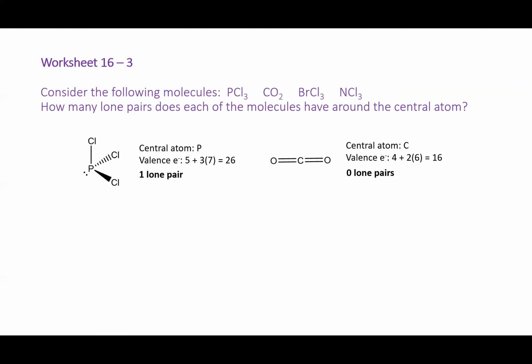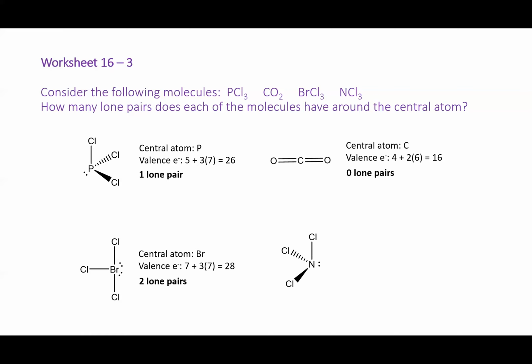Taking a look at BCl3, our central atom is going to be bromine because it is the least electronegative atom out of all the atoms in this molecule. We have a total number of valence electrons of 28. So 28 minus 24, because there are three chlorines and assuming each of them has a full octet, we have 24 electrons. So 28 minus 24 is 4. So we have 1, 2, 3, 4 electrons surrounding the bromine in the form of lone pair electrons, and that makes up 2 lone pairs.